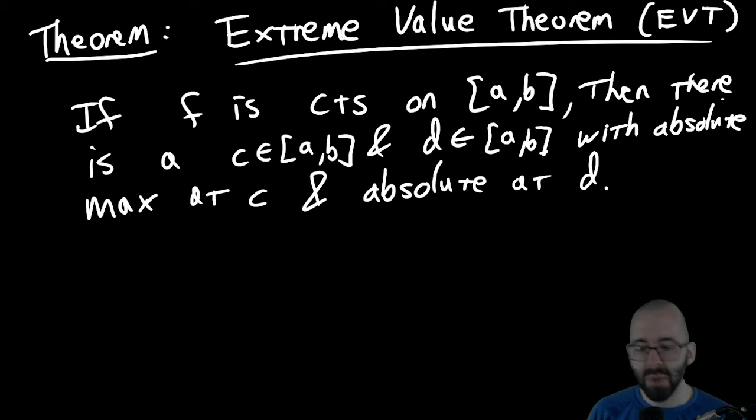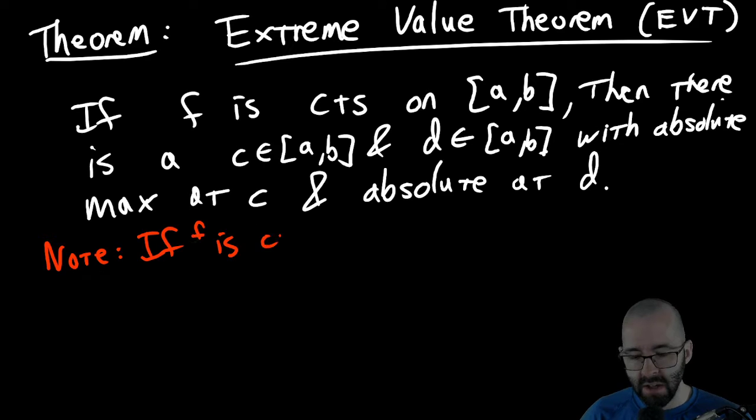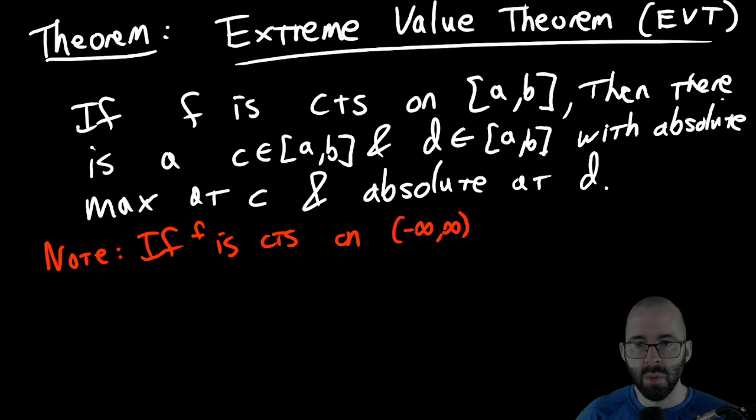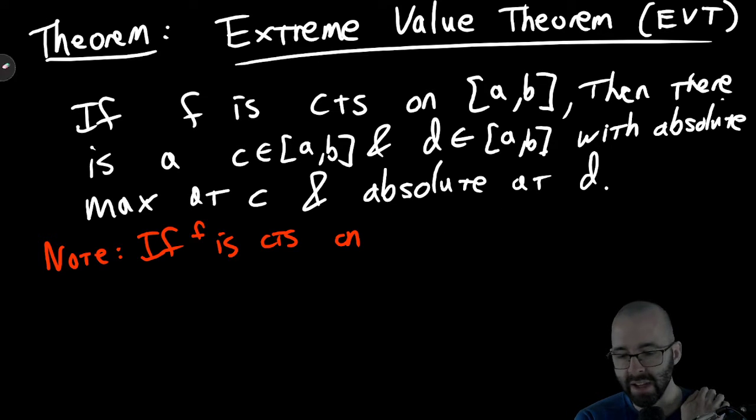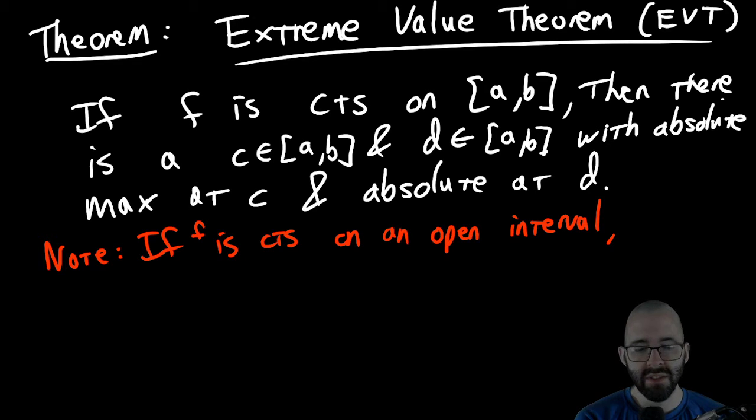And then there's something else to watch out for that I'll make as a note, but not an official theorem, because the book doesn't present it this way, which is a little odd. If f is continuous on an open interval, we still have the same thing, but the absolute max and absolute min might not exist. You kind of have to look at the endpoints and check.